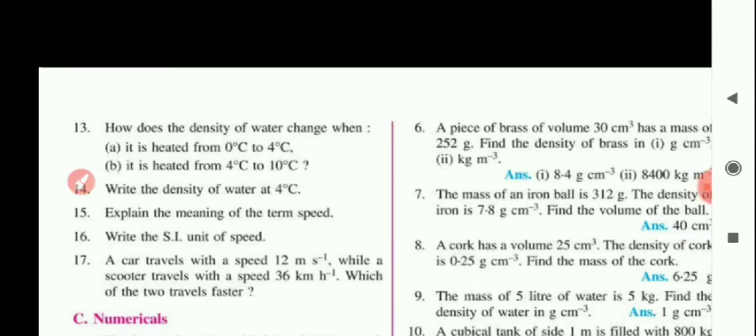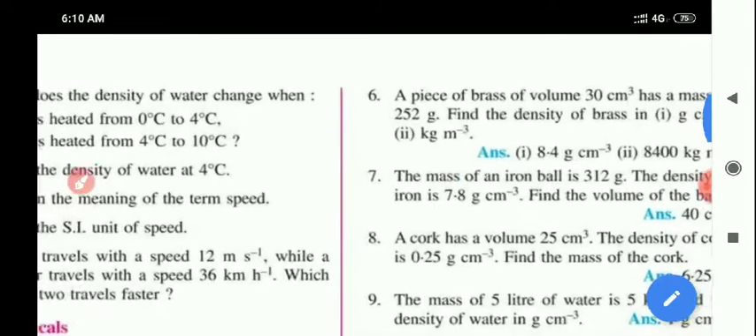Let's start the chapter. We were solving the numericals and we have solved from question number 1 to 5. So today we are starting from question number 6. Let's come to the question.